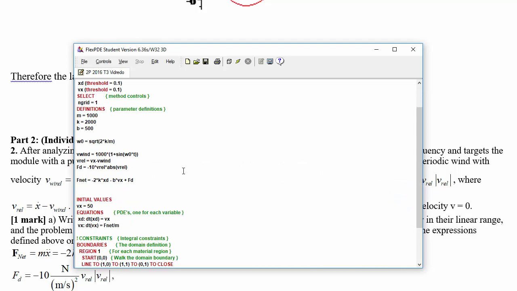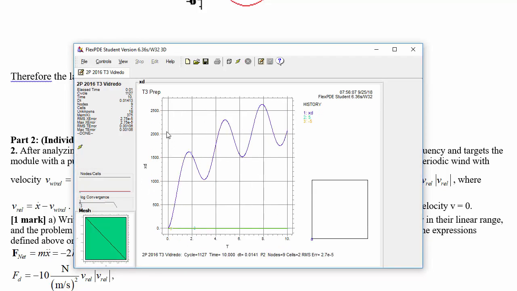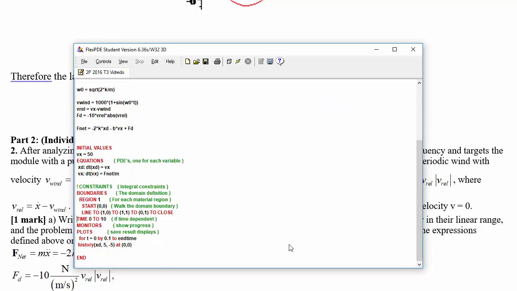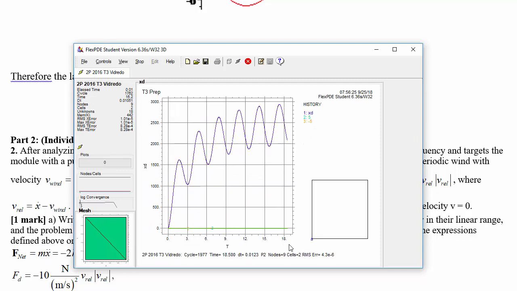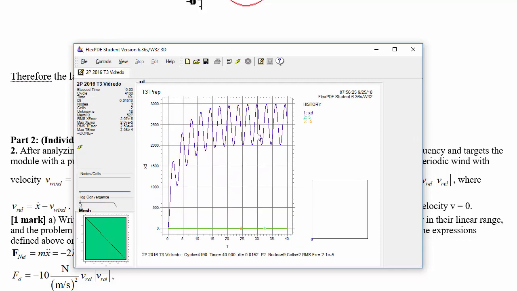So if we go to FlexPDE now and make this thing run, we've got a displacement which so far has reached around 2,200. That's not as big as it should be, but I don't think this is actually stabilized. So let's take the time further. And the question told us to plot to 40 seconds. So let's just do that. Okay. Oh, actually it's pretty much exactly 2,500 meters for the equilibrium position.